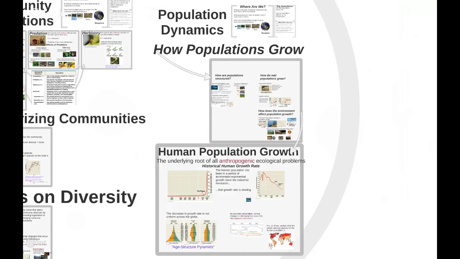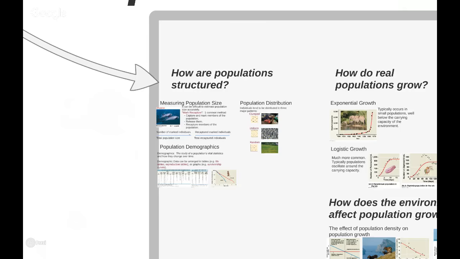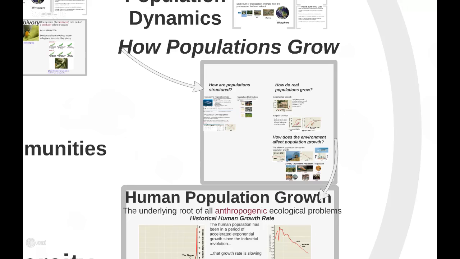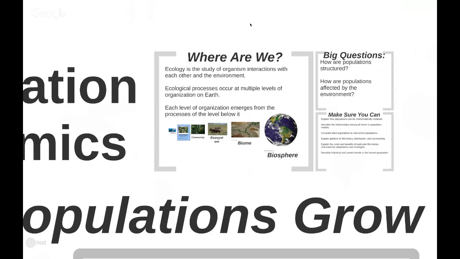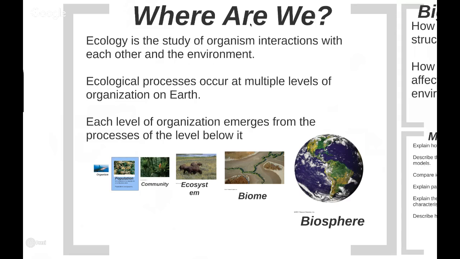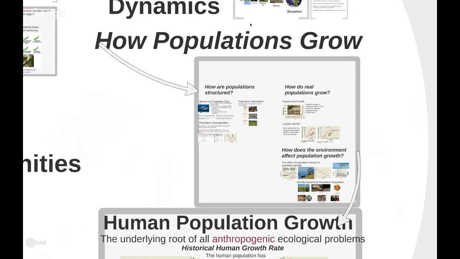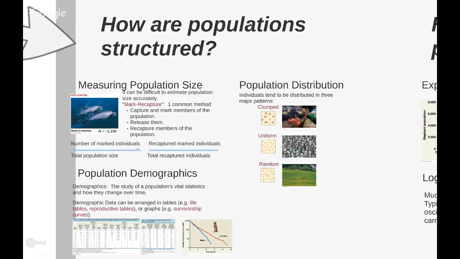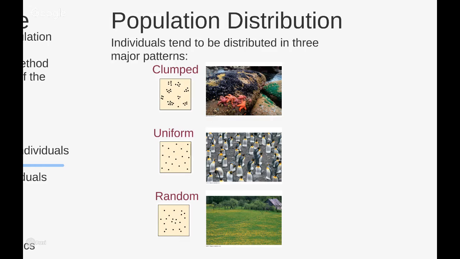And then we had population dynamics, where we look at a population. I meant to go to this slide up here, where the population is groups of all the same. There we go. It's each level of organism. Members of the same species make up a population, so all human beings are one population. That's looking at this level of organization. So how populations grow, we talked a little bit about growth. Don't worry about measuring population size. But we did kind of talk about population distribution, where individuals tend to be distributed in three major patterns.